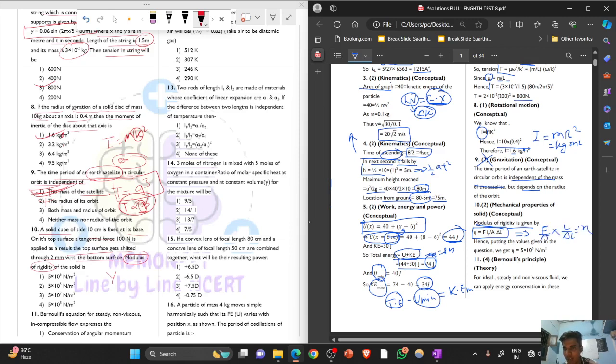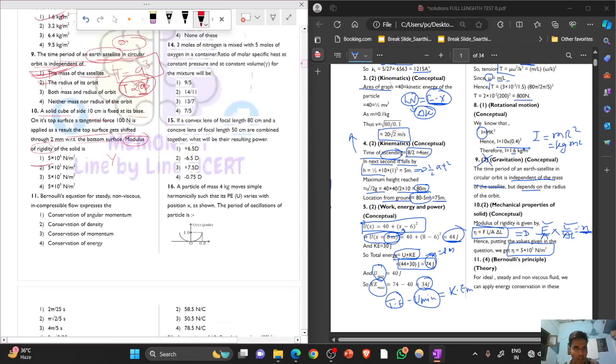Simply put the values. You are given the force, the area, the length L, and the change in length, so you can calculate eta. That will come out to 5 into 10 to the power 5 Newton per meter square. That's option first. Option second will be your correct answer. Now moving ahead.